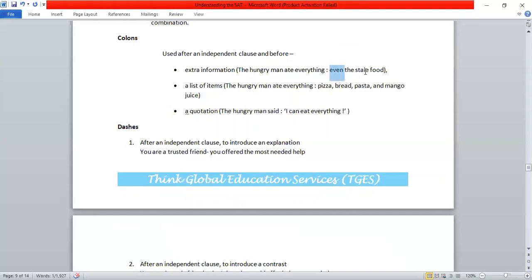So you look here, even the stale food, is it a complete sentence? No, it's just extra information. The hungry man ate everything is the independent clause. And what's the extra information which was not really important, but I still want to state? Even the stale food. If the hungry man ate everything and I list what all he is eating, it also can come after a colon, something like this.